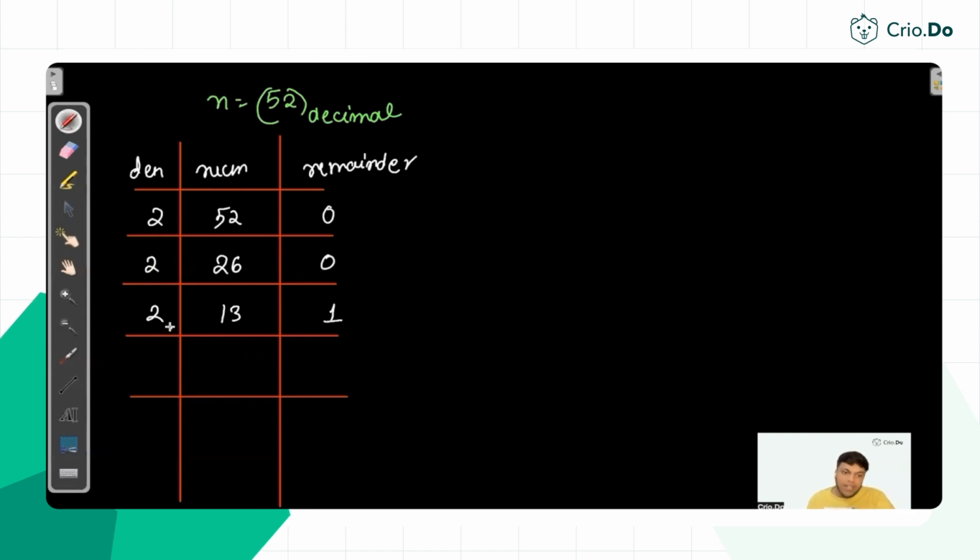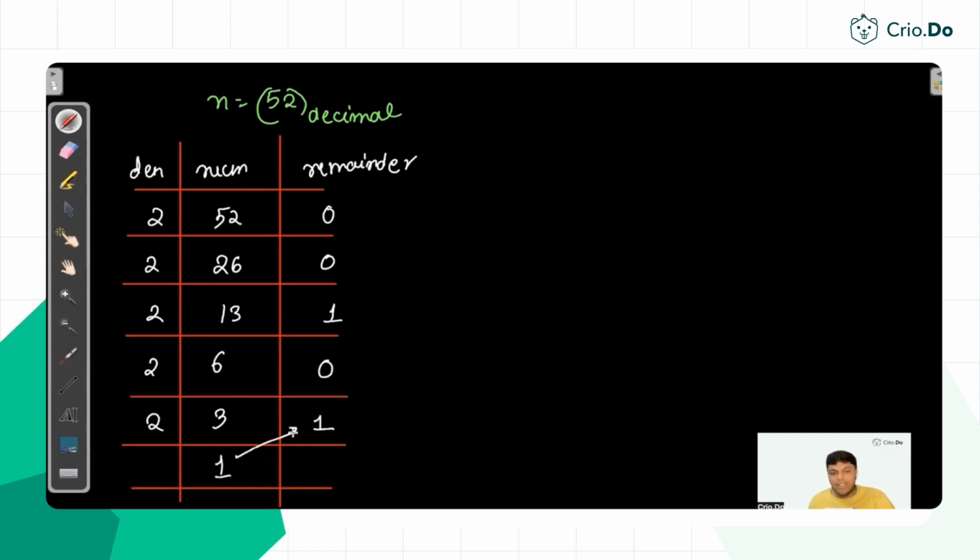And what will be the quotient? The quotient will be 6. 6 into 2 plus 1 is nothing but 13. So now divide by 2 again. 6 by 2, the quotient will be 3. 3 into 2 is 6, plus 0 will be the remainder. Now we will again try to divide. What will be the remainder on dividing 3 by 2? It will give you one remainder, and 1 will be the quotient. 2 into 1 plus 1, that is 2 plus 1, will be 3.